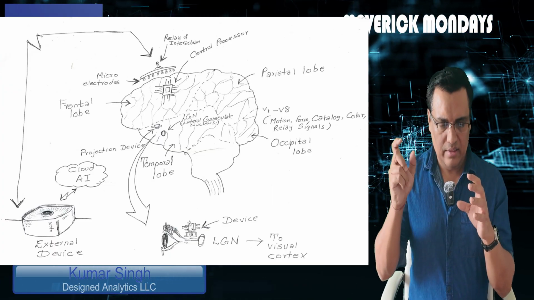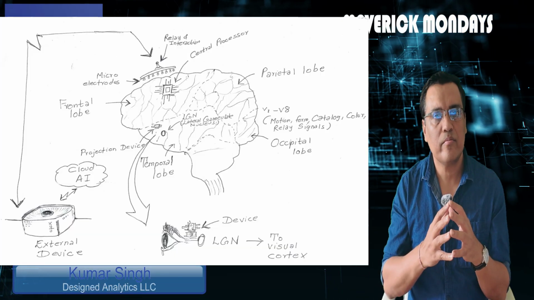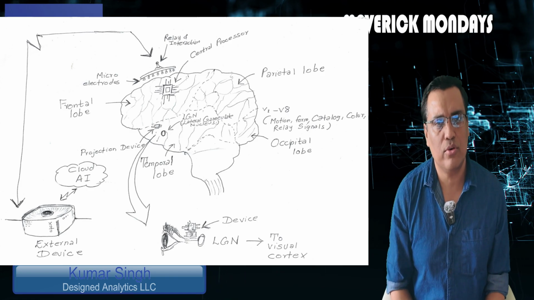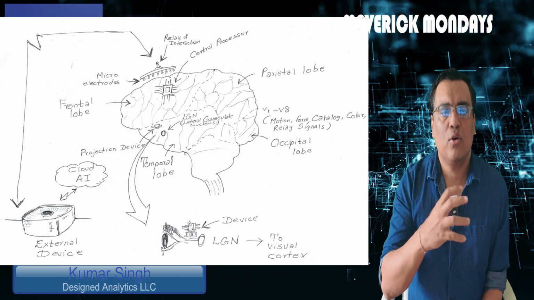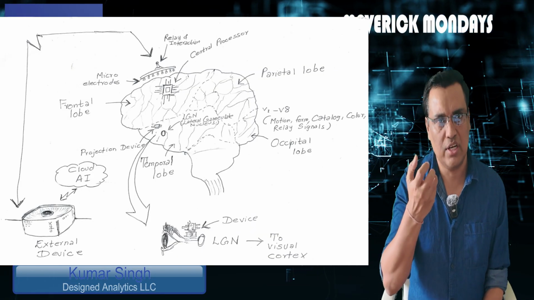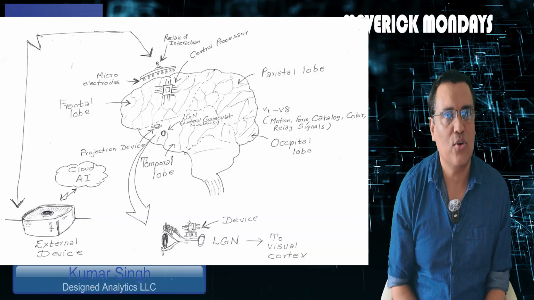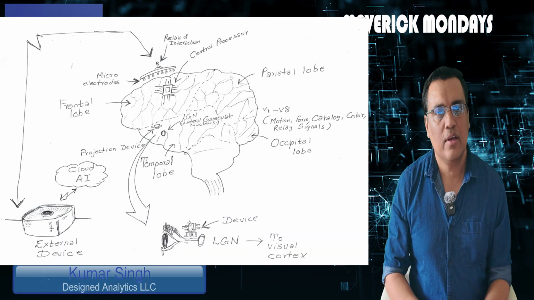And then this device interacts with an external device, the external device that we have kind of touched upon before. This external device may or may not have a screen, but it can project a screen to this device embedded and latched onto the LGN pathway.